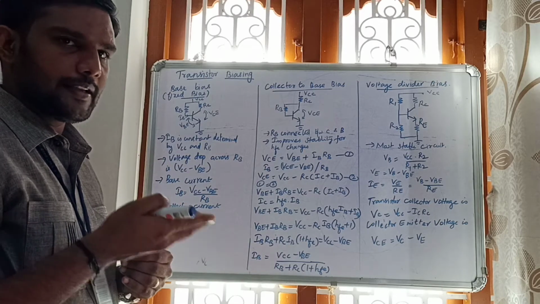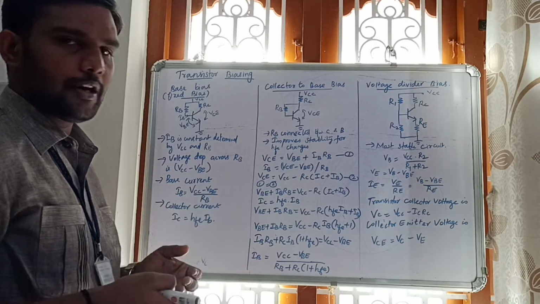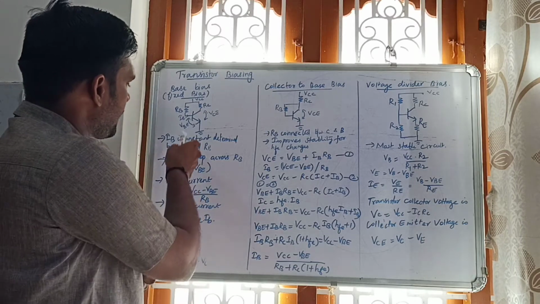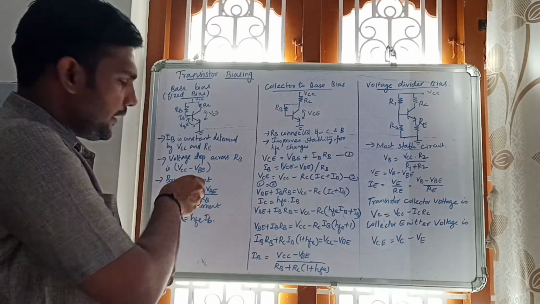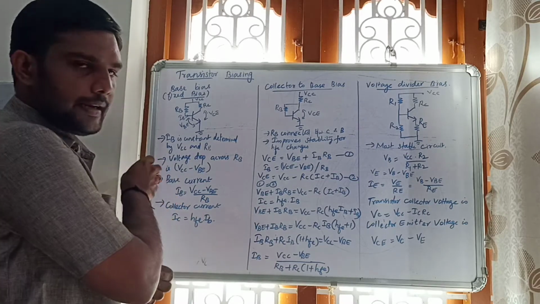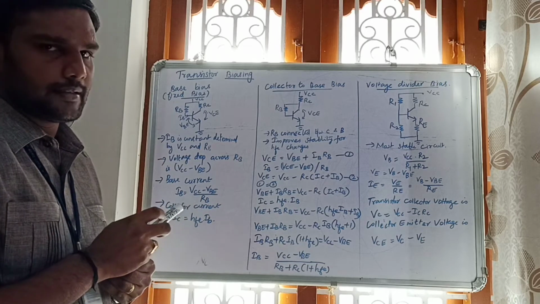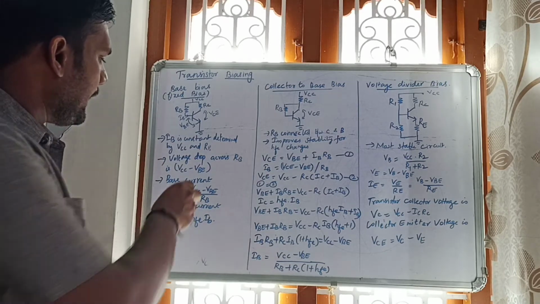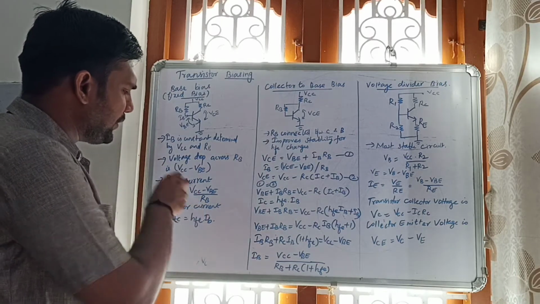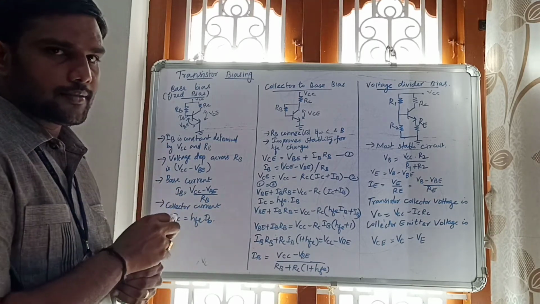Based on Ohm's law, V is equal to IR. From that, what is I? I is equal to voltage divided by resistance. Here the voltage is VCC minus VBE, divided by the resistance RB. So this is the base current, which is fixed or constant in the case of base bias or fixed bias. And collector current IC is equal to HFE into IB, where HFE is the gain of the transistor.